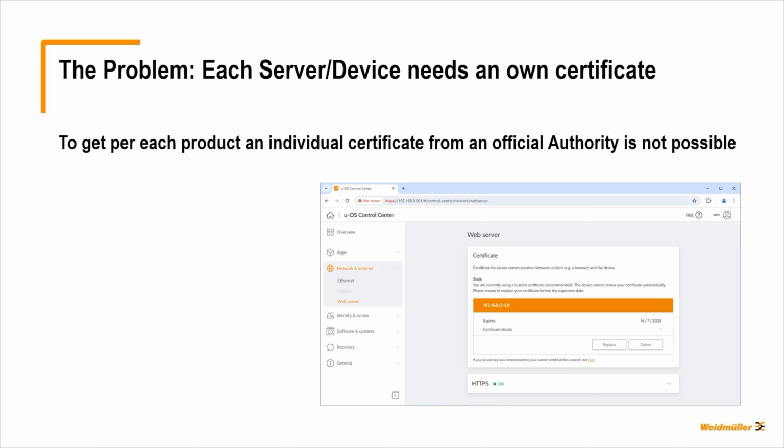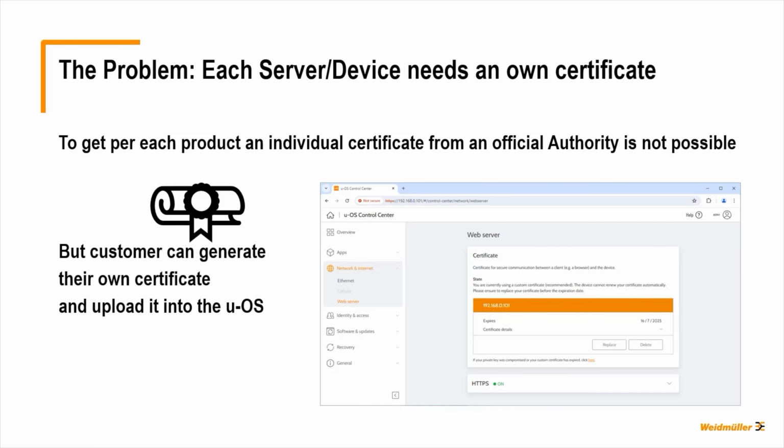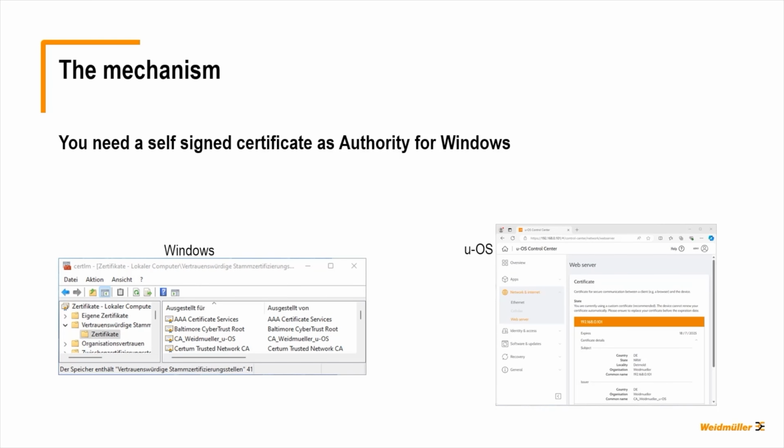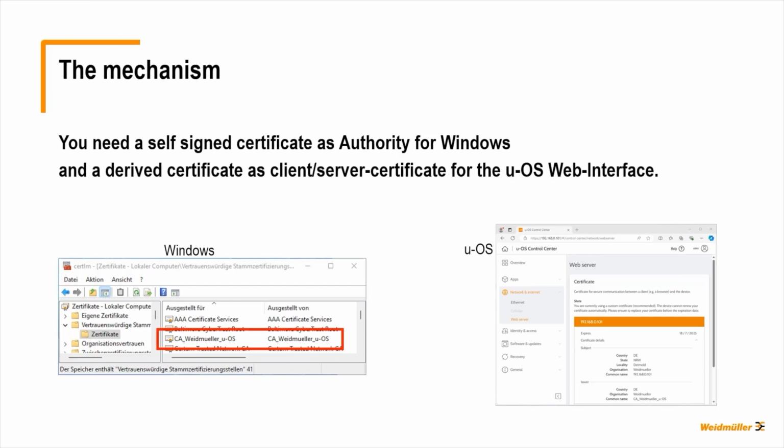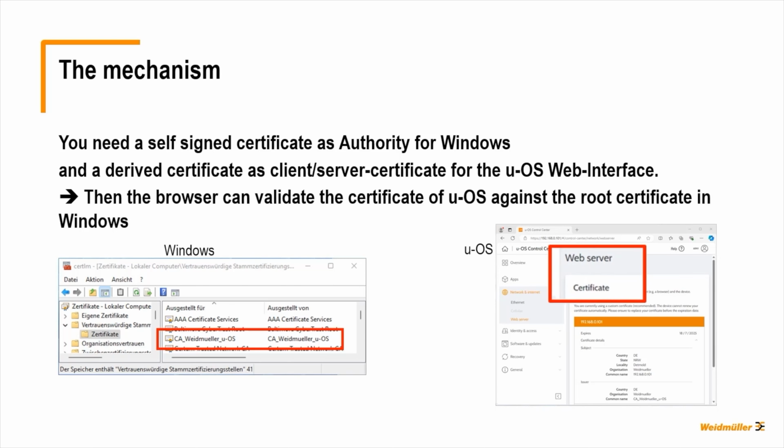However, DigiCert charges a fee to create these certificates, and since each device requires its own certificate, it can become expensive and time-consuming. Thankfully, you can create these certificates yourself. To do this, you need an authority certificate for Windows, in our case, CA-UOS, and a special individual web server certificate for the UOS device itself. Once created, you can check their validity and ensure everything is fine.